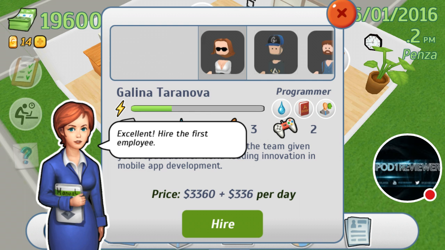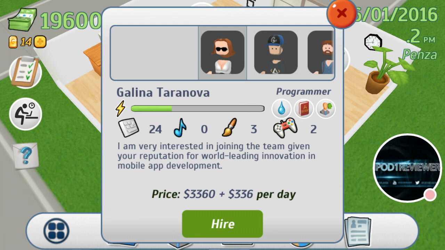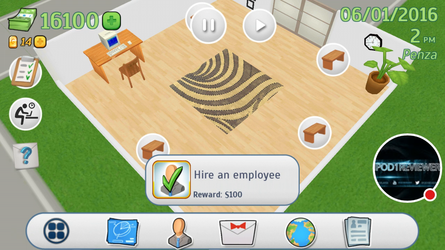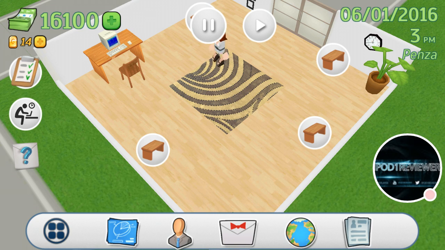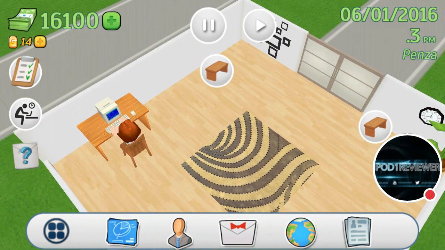Hire the first employee. She better be good, because she's getting what? $336 a day. The lightning icon represents the worker's energy and influences how productively people will work. Oh, so she's going to be lazy. Why do I have to hire her if she's going to be lazy? Girl, why are you running around here looking like Rayman? Where are your arms and your legs at?